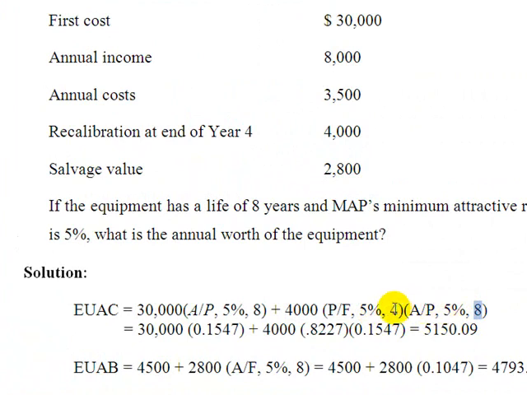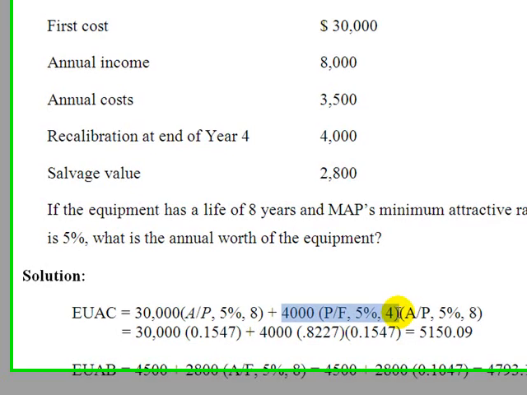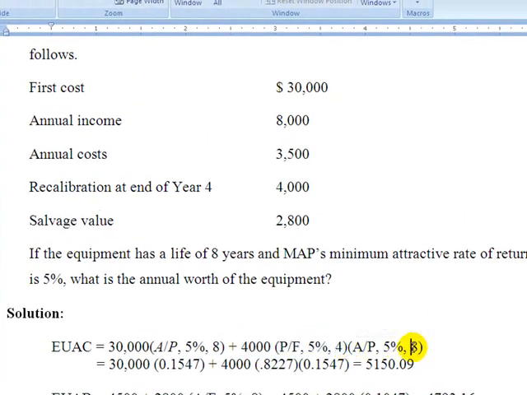So remember the difference here. We used 4 when we wanted to find the P value, because that was at the end of year 4, but now we know the P value from this expression and we want to convert it into an A value for 8 years, right? So that's why we change that number to 8. So that is that. These two terms are costs.